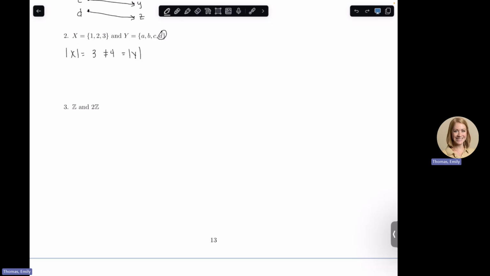Yeah? Figure this out. A Cantor. Cantor. Why something like that?